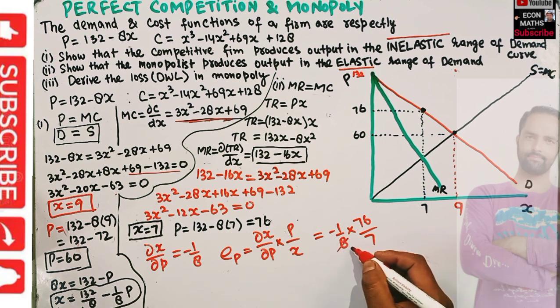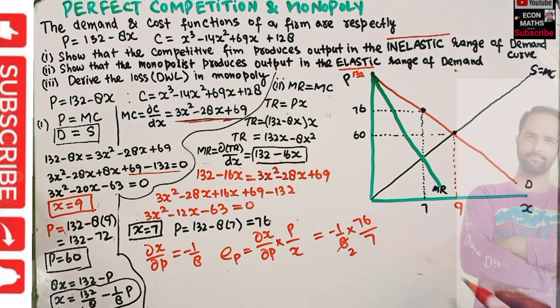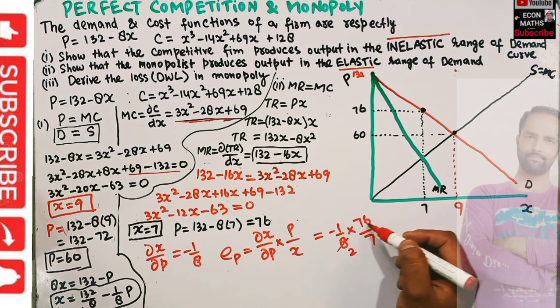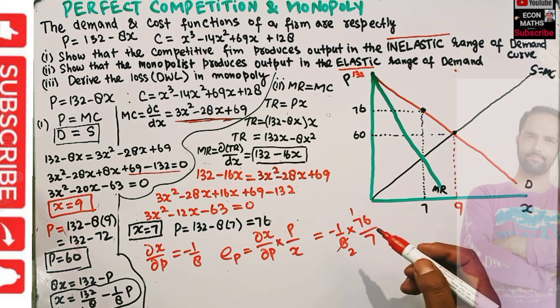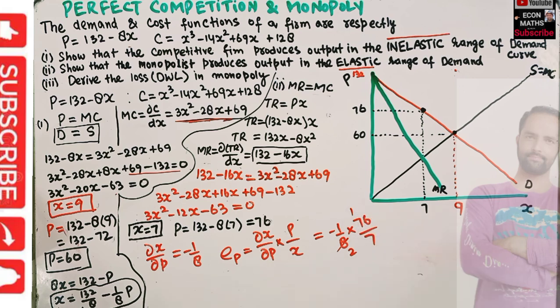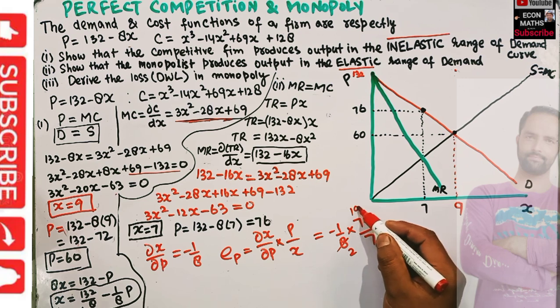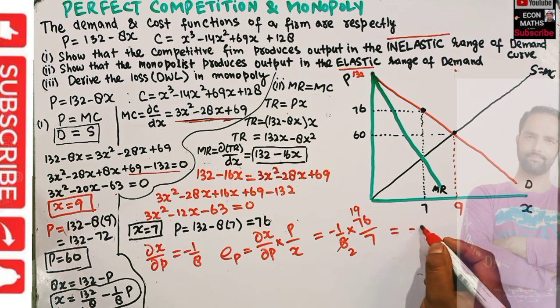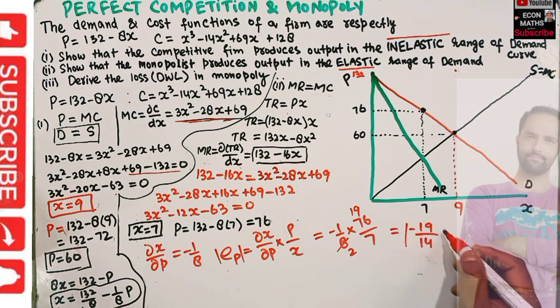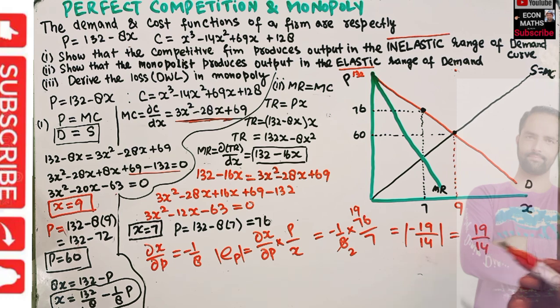Okay, let's solve this. 4 2s are 8. Whether it is divisible by 4, let us see. 4 1s are 4. 5 6 7, I guess it is. Yes, it comes out to be 19. So we got minus 19 divided by 2 sevens are 14. Let's take the absolute value. We got 19 divided by 14 as price elasticity of demand. This is an improper fraction. You can see it is greater than 1, because it will be 1 point something.